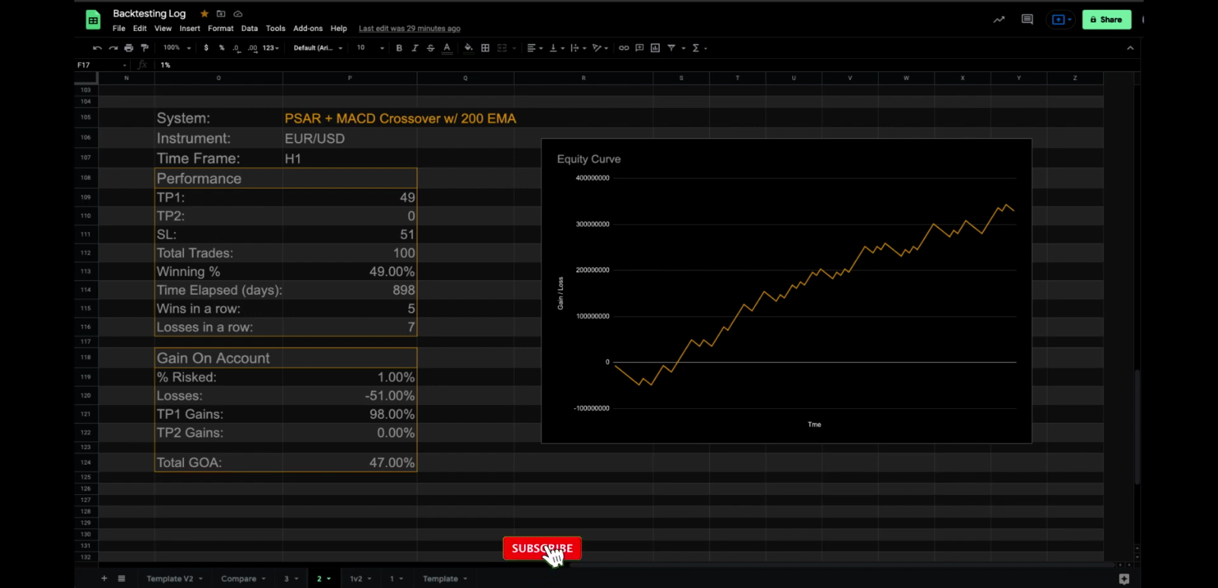So in this test, on the 1 hour time frame, there were 49 winners and 51 losers for a 49% win rate. Wins in a row was 5, and there were 7 consecutive losers. Gain on the account, risking 1% per trade, was 47%. Of course, if you risked 2%, you would have gained double that.